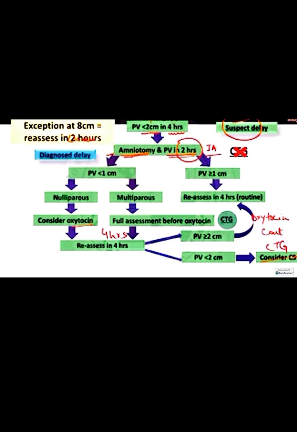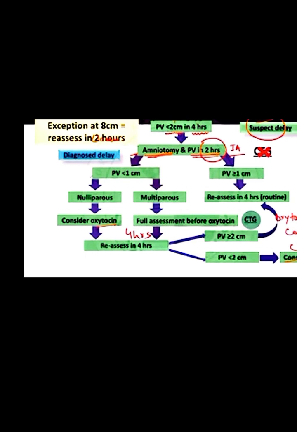So these are the important points for suspected delay in the first stage of labor. From an exam point of view, this is very important. But there is another point, an exception: at 8 centimeter, you will reassess after 2 hours. Normally up to 7 centimeter, we do reassessment every 4 hours, but after 8 centimeter, you will do reassessment in 2 hours. So this is an important point for the exam.